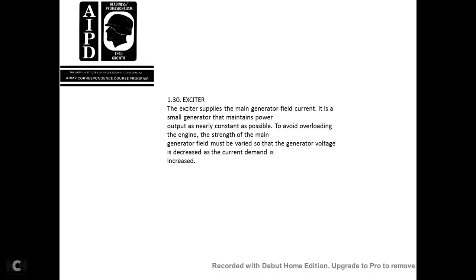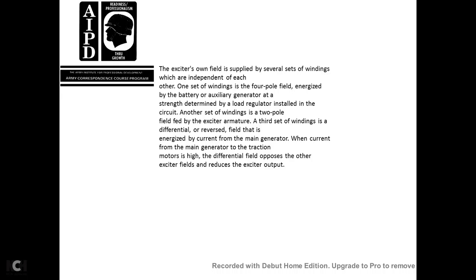130. Exciter. The exciter supplies the main generator with the field current. It is a small generator that keeps the power output of the main generator as nearly constant as possible to avoid overloading the engine. The strength of the main generator field must be varied so that the generator voltage is decreased as the current demand is increased. The exciter's own field is supplied by several sets of windings, which are independent of each other.